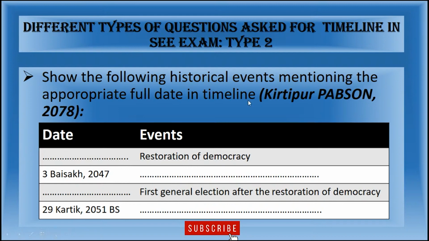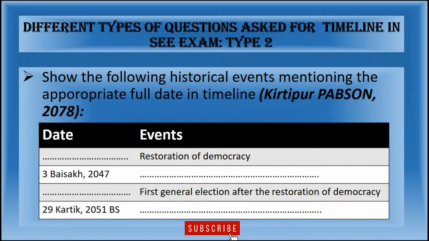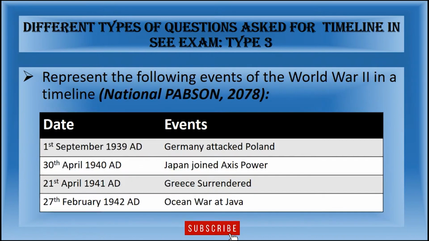After that only you can construct the timeline. Now the third type of question asked in the SEE exam is like this: represent the following events of World War II in a timeline. This is asked from the National Paper 2017. Here it is easy for you. Look, dates are also given and events are also given fully, so it will be easy for you to construct the timeline. So what is the difference between type 2 and type 3?